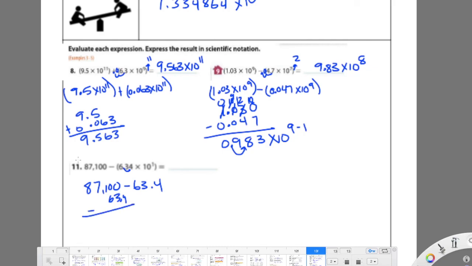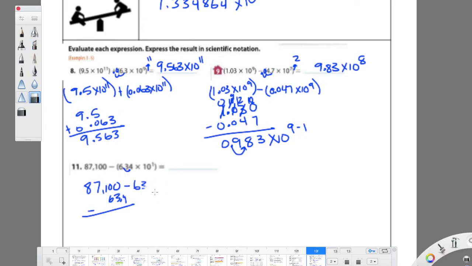And I don't know where my pen tool went. Where's my pen tool? There it is. Let's see if I can erase this without taking too much away.